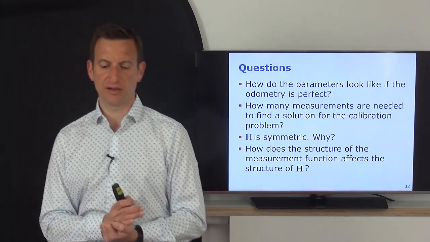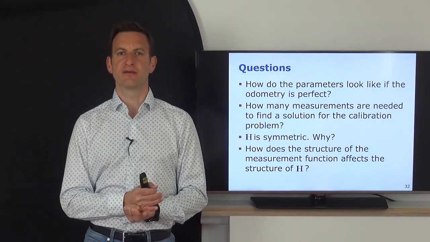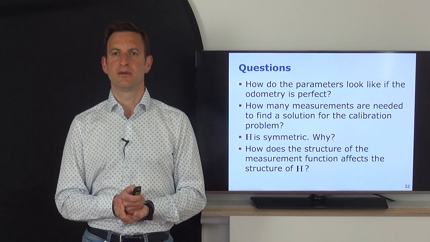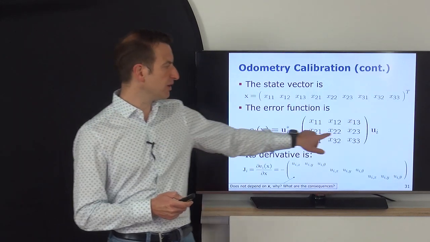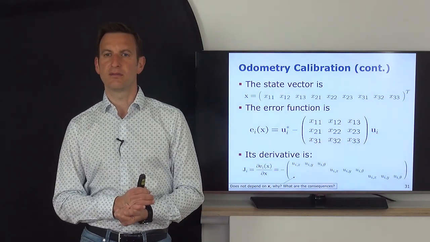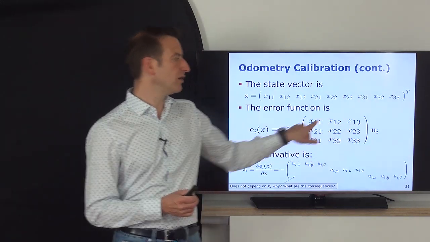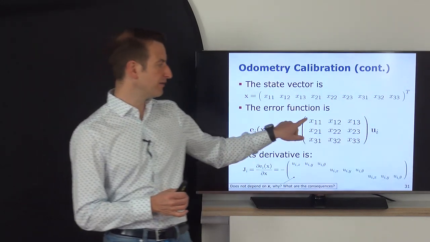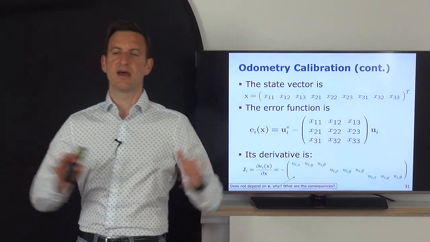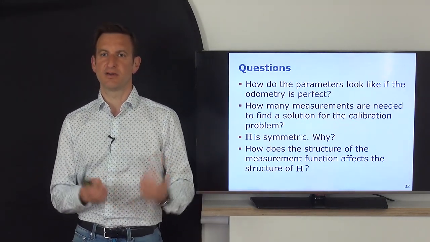So a few questions you may ask yourself. How would the parameters of this function actually look like if odometry would be perfect? So how should this calibration function look like if my odometry would already be perfect? Okay, let's go back and look at this function over here. If my odometry is already perfect, that means this u_i is already this u_i star. And then, in order to bring this expression to 0, this matrix here should actually be the identity matrix, right? So if I have the identity matrix over here, with 1 elements and everything else 0, this term would always be 0, and I have no error remaining, and I found the minimum of my function. So that would be the case if odometry would be perfect.